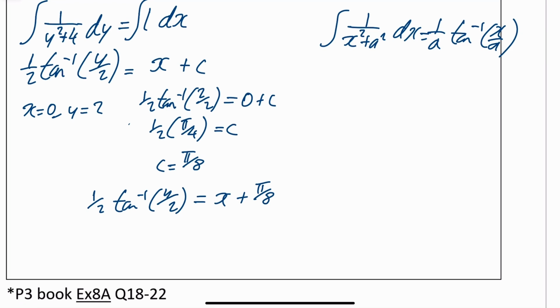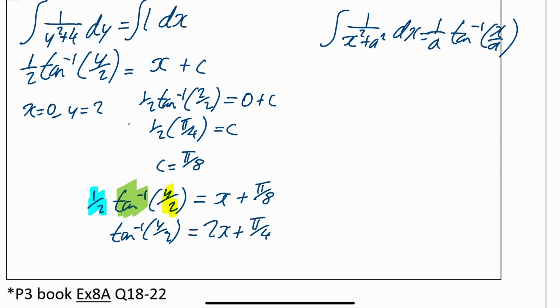Right, there's three things going on here. First thing is your y is being divided by 2. The next thing, you're doing the inverse tan of it. And the last thing you're doing is you're multiplying by half. So the reverse of multiplying by half, opposite of multiplying by half, is dividing by half, which is the same as multiplying by 2. So you just have tan minus 1 of y over 2 is 2 times this. It's going to be 2x plus pi over 4.